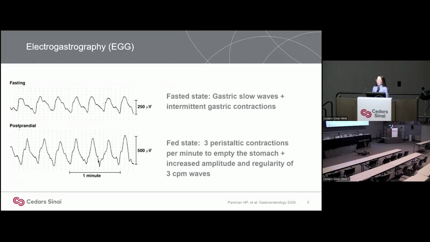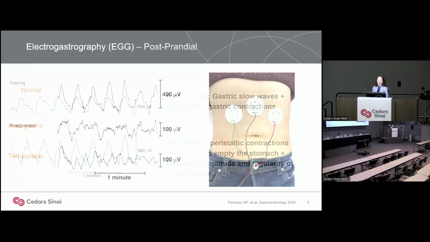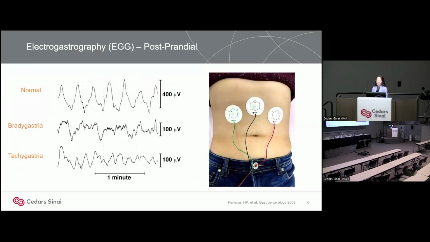When we think about gastric myoelectrical activity, the first test to really evaluate this is known as EGG or electrogastrography. And these are examples of normal EGGs in the fasting and fed state. So in the fasting state, we have gastric slow waves, again occurring at about 3 cycles per minute with some intermittent gastric contractions. When patients eat, or they're in the postprandial state, we see increased regularity and amplitude of those contractions. So this is what an electrogastrography looks like.